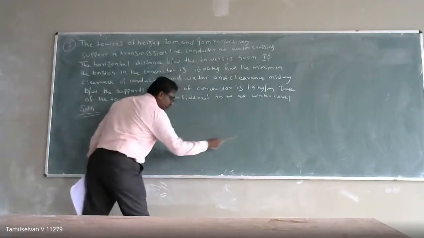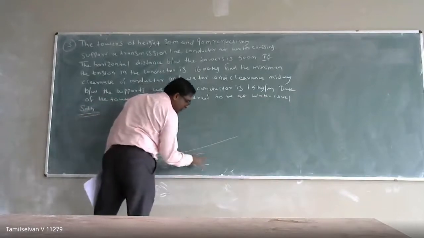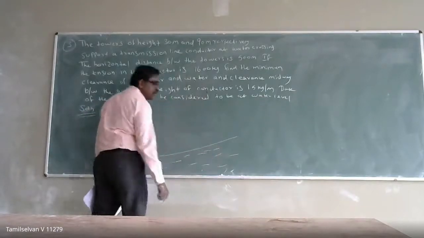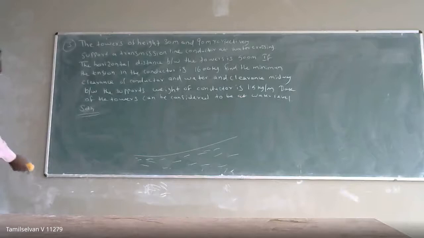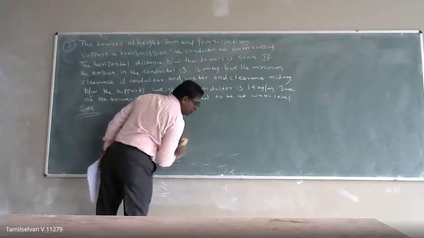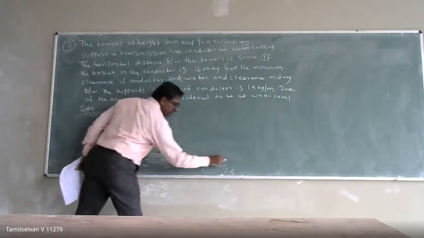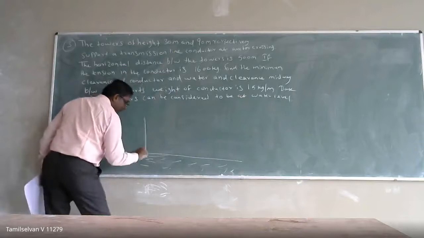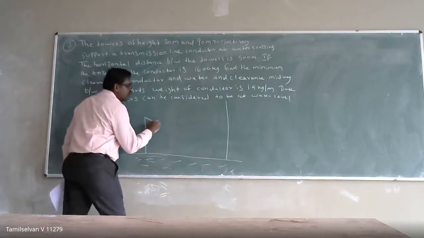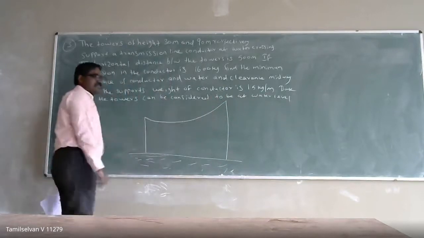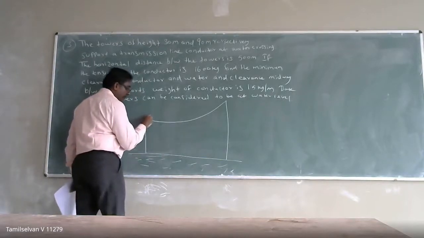So assume this is the water, this is a water crossing. Water is flowing, and there is a tower between the water, right? So the supports will become uneven. When the water level is there, the height of the supports will be different. Where the conductor is placed like this, and this is the lowest point.